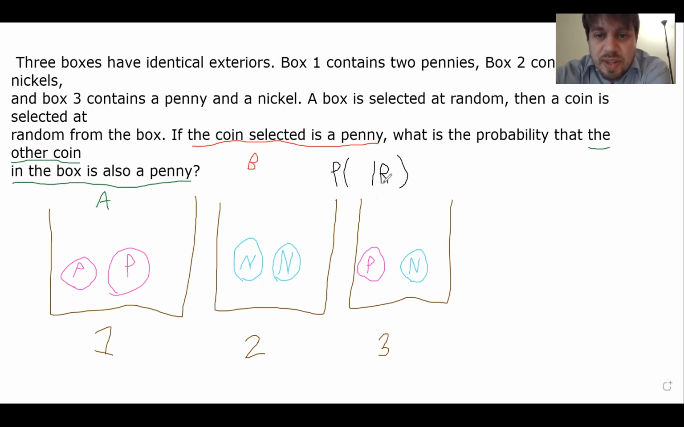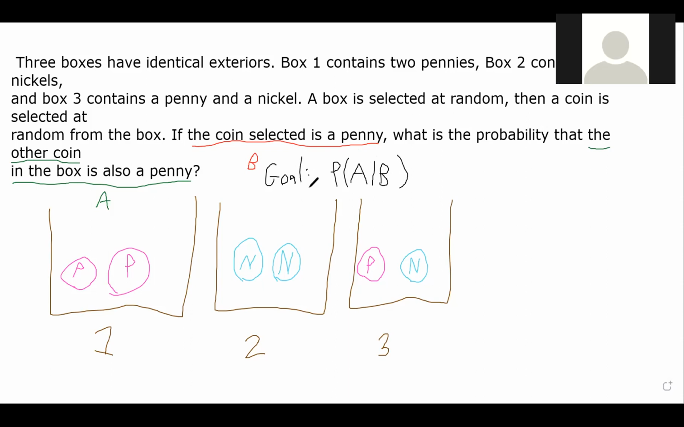So this is the given event, B. And it says, what is the probability that the other coin in the box is also a penny? And so that's event A. So it's probability of A given B. That's what you have to find, okay? So that's the goal. The goal is to find the probability of A given B.